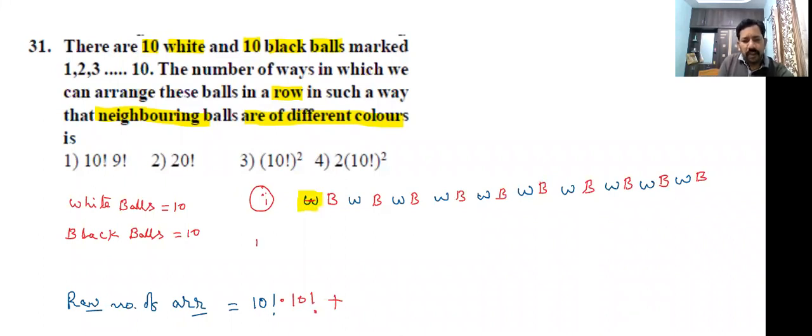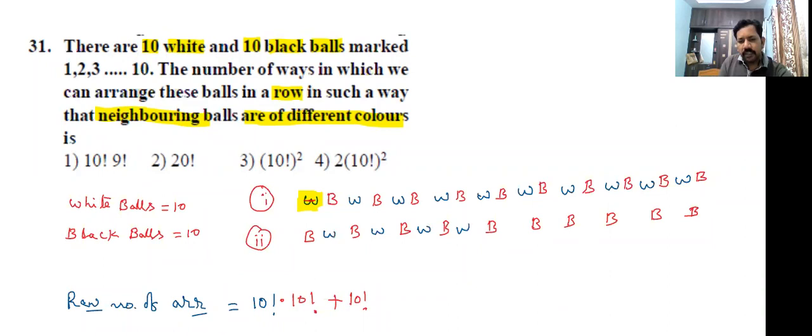Now I am going to fill the second case, which starts with black color. 1, 2, 3, 4, 5, 6, 7, 8, 9, 10. 10 black color balls can be arranged in 10 factorial. Now the second place onwards is filled with white. How many are there? 10. There are 10 places. 10 white color balls can be arranged in 10 factorial.